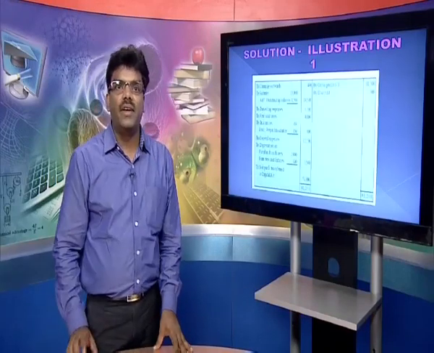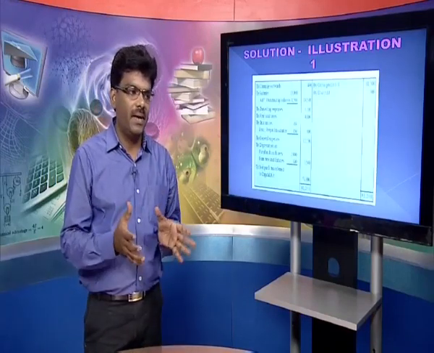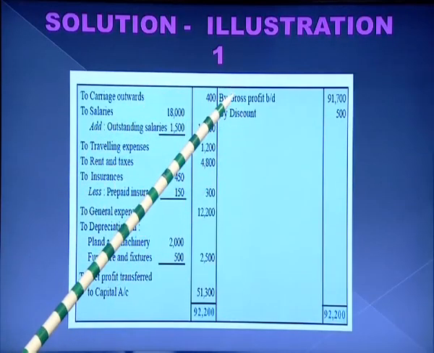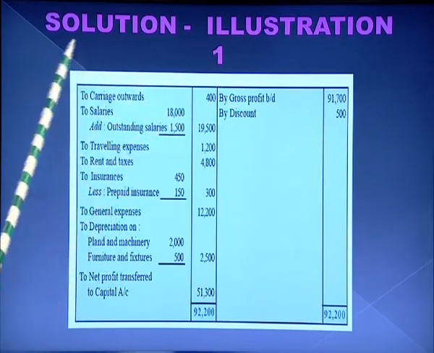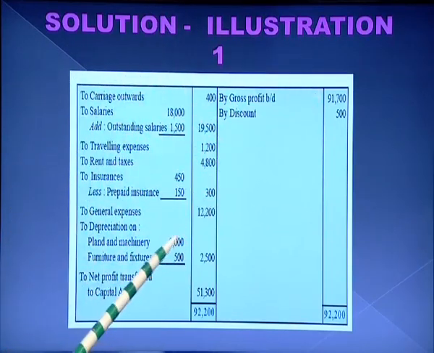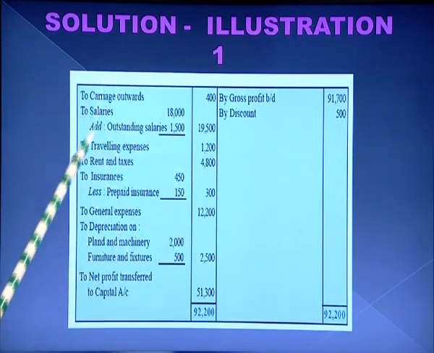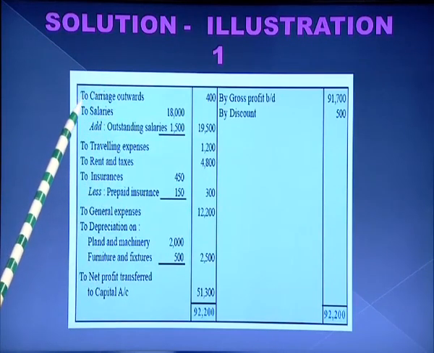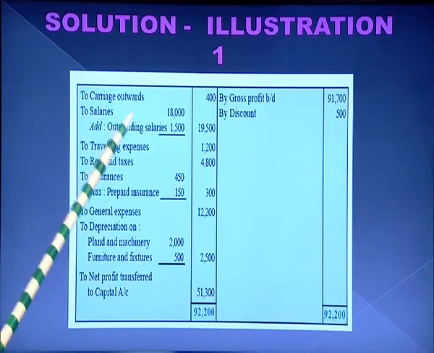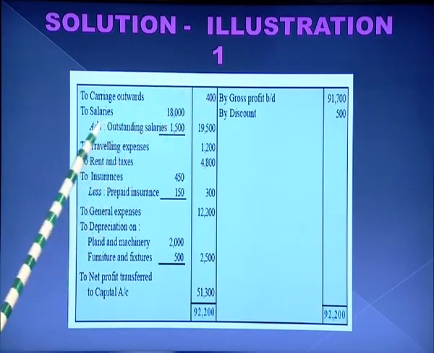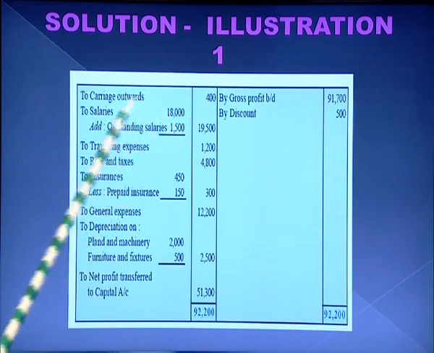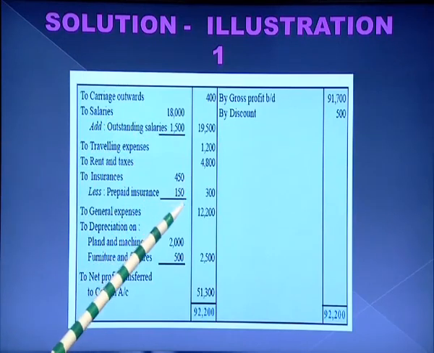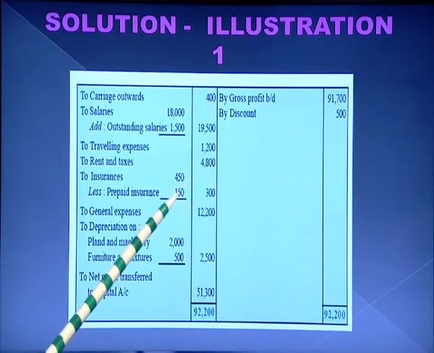Next is our profit and loss account. This is prepared along with the trading account. It starts from gross profit. We calculate gross profit from the trading account, that is 91,700. After that, all indirect expenses will be written here. You see that first is carriage outward, which is rupees 400. Next is salaries. Salary is 18,000 and one adjustment is here, outstanding salary is 1,500. So, the total salaries is rupees 19,500.